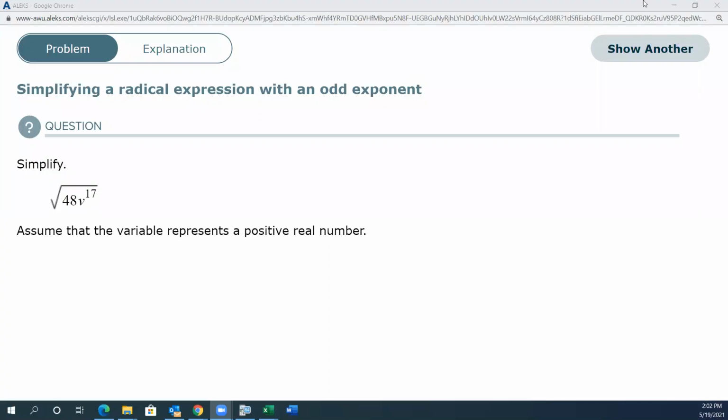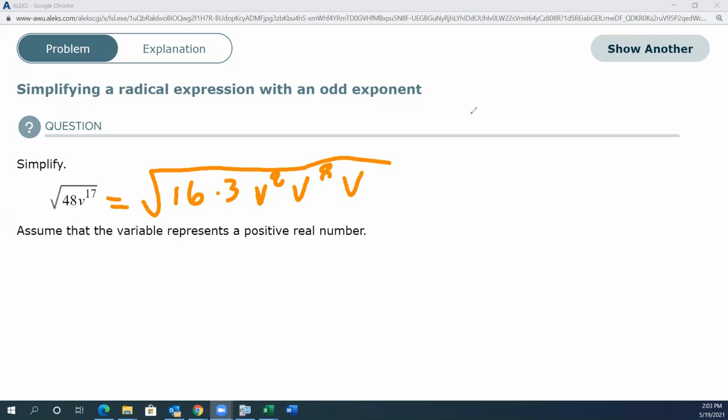Now let's do one with an odd exponent on the variable. First, are there any perfect squares that divide into 48? 4 does, but so does 16. 16 times 3. Now, for that v to the 17th, I could write it as v to the 8th times v to the 8th, that's 16 of them right there, times 1 more v. And then I can say, well, hey, I know that's 4, and there's a pair of v to the 8ths.